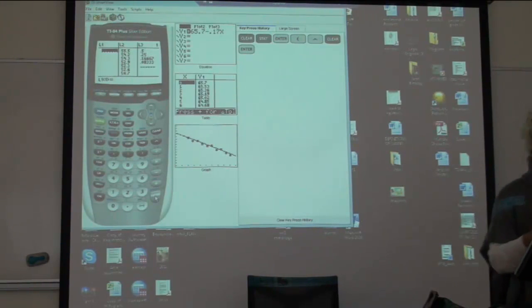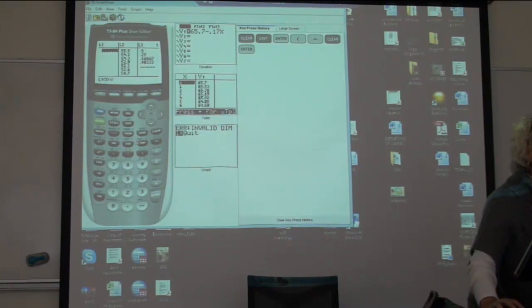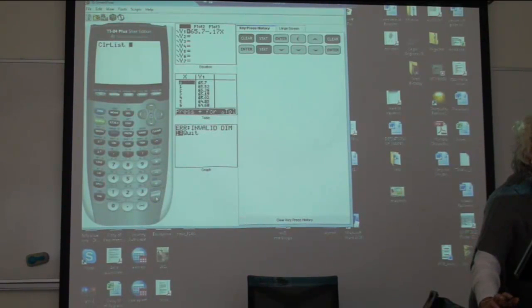So now I have a blank. Anyone having problems with that? If you don't like clearing that way, then you can go back at stats, and if you look at number 4, it says clear list. You can choose that, and then you can ask it to do list 1. Do you see list 1?